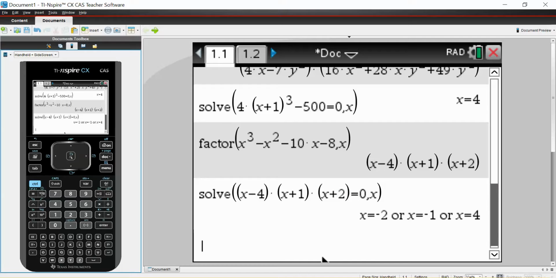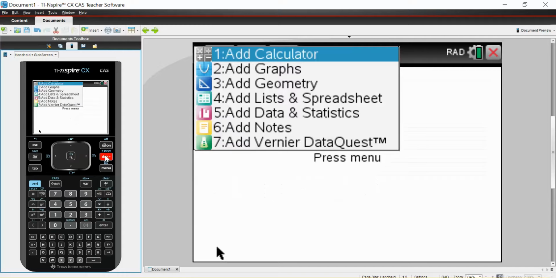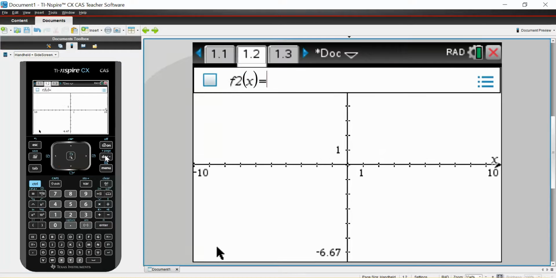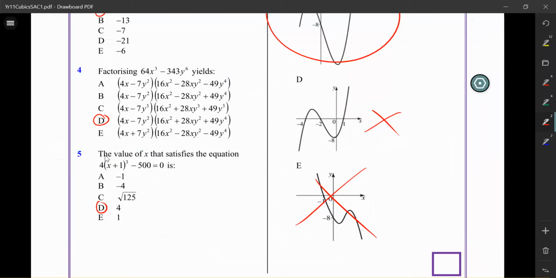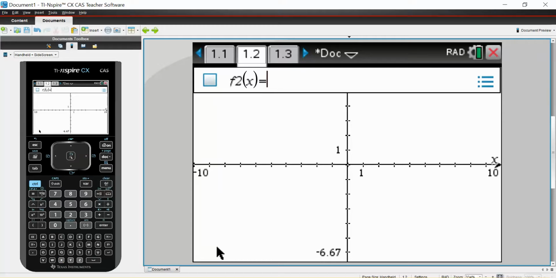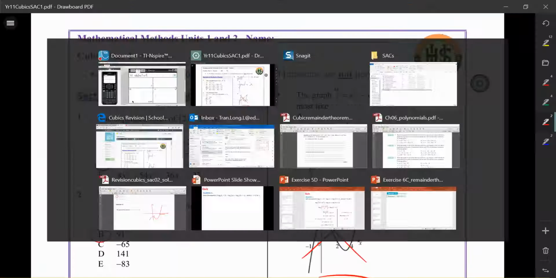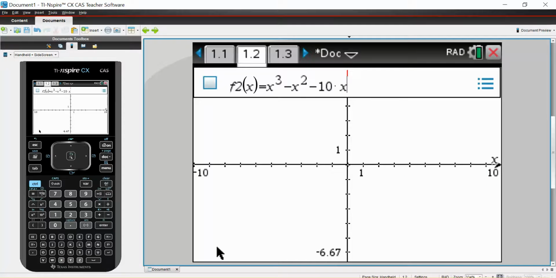Alternatively, you can sketch the graph. You could have gone Control, remember Doc. See that blue symbol here says add a page. So I'm adding a page. I'm going to go to number 2 to add a graph. And I can actually type in the equation. I can just type it in and say x cubed minus x squared minus 10 times x, no, minus 8.